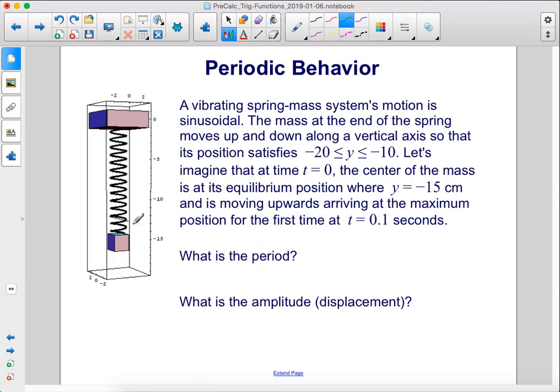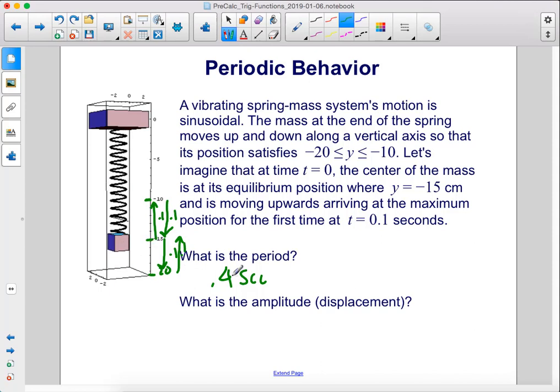All right, so we start in the middle. So here's 15, and it goes all the way down to 20, and it stops up here at 10. So it takes 0.1 seconds to get up to the maximum. So it then will take 0.1 seconds to get back down to the midpoint. It will take 0.1 seconds to get down to the minimum, and then back up to the midpoint will be another 0.1 seconds. So the period is 0.4 seconds because that's how long it will take to complete one cycle of this movement.